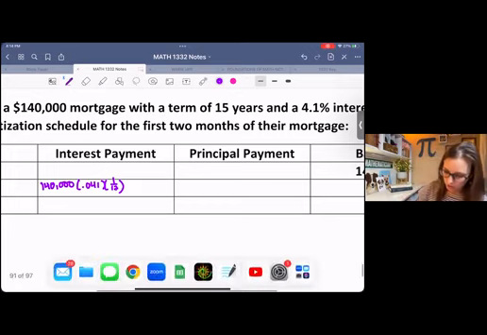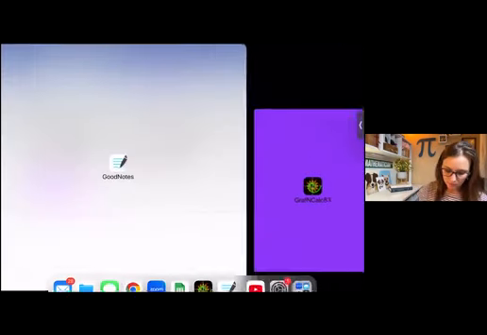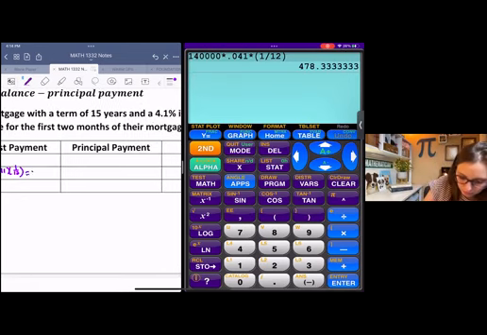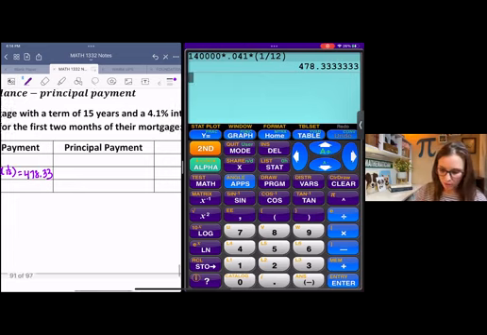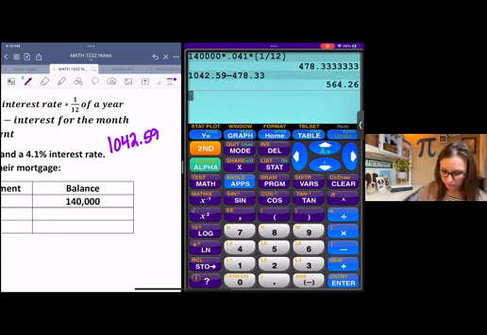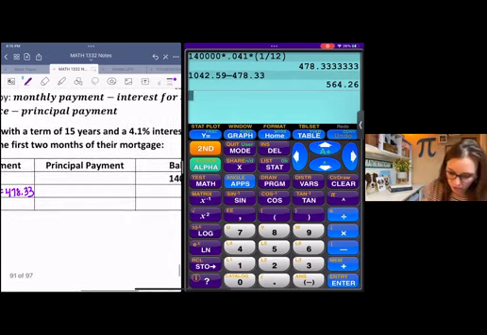So we're going to multiply those out, 140,000 times 0.041 times 1/12, and we got 478.33. So of our monthly payment, $478 of it went to interest. So now we need to figure out the remaining that went to principal. Our payment was $1,042.59. We're going to subtract out that interest amount, and we get $564.26.